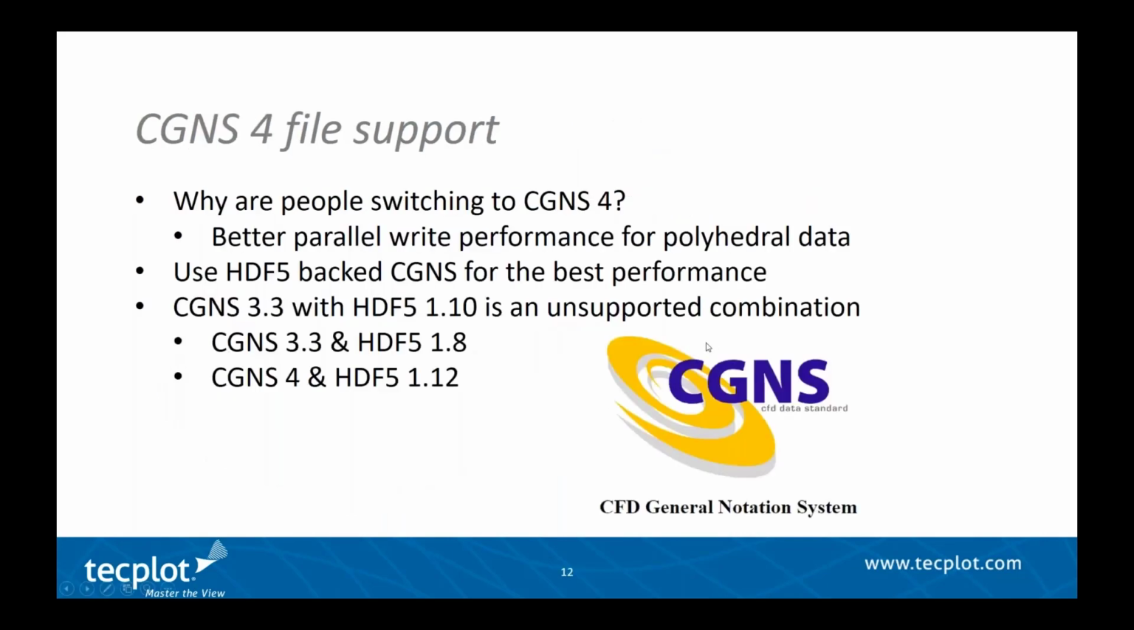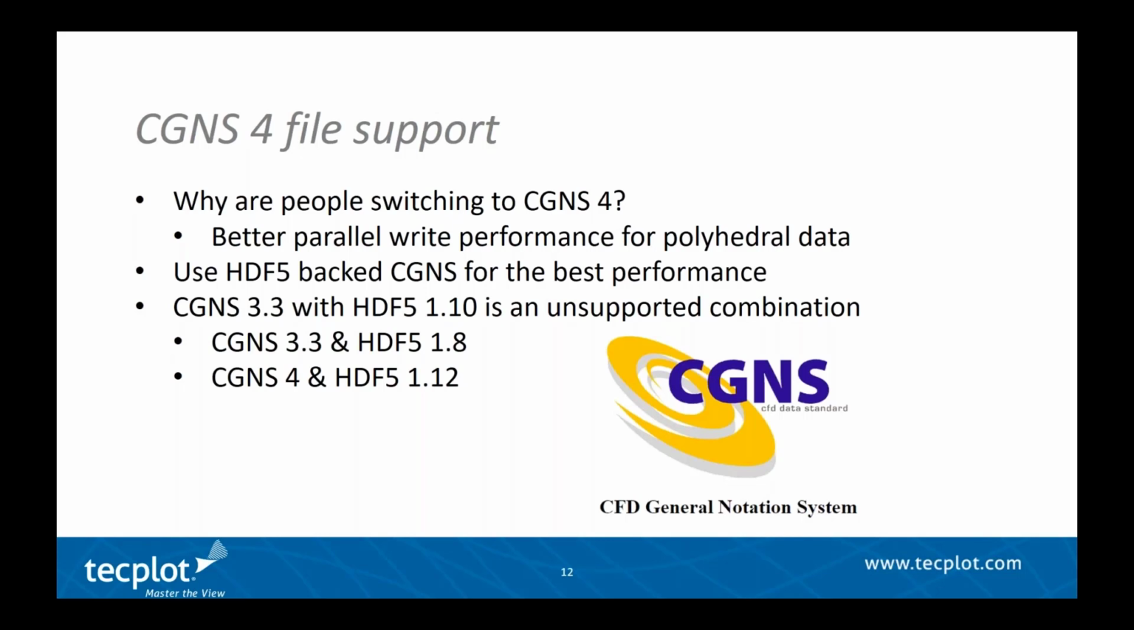Okay, next capability is CGNS 4. Why should you use CGNS 4? Well, CGNS 4 added better parallel write performance for polyhedral data. So keep in mind, Tecplot 360 doesn't write CGNS. We don't write in parallel, but some of you may have CFD codes that do write in parallel. And if you have polyhedral data, you'll probably want to update to CGNS 4 if you haven't already. So Tecplot 360 now adds support for reading those files. They did change the file format slightly, and that's why we needed to update our loader.